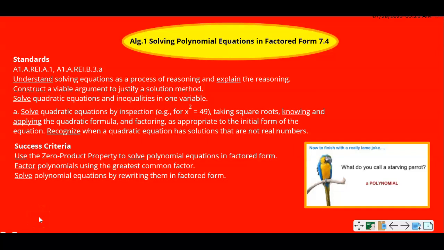Today we're going to be solving polynomial equations in factored form. As always, your standards are provided. Please look over those. To be successful, you need to be able to use the zero product property to solve polynomial equations in factored form. You need to be able to factor polynomials using the greatest common factor, and you need to be able to solve polynomial equations by rewriting them in factored form.